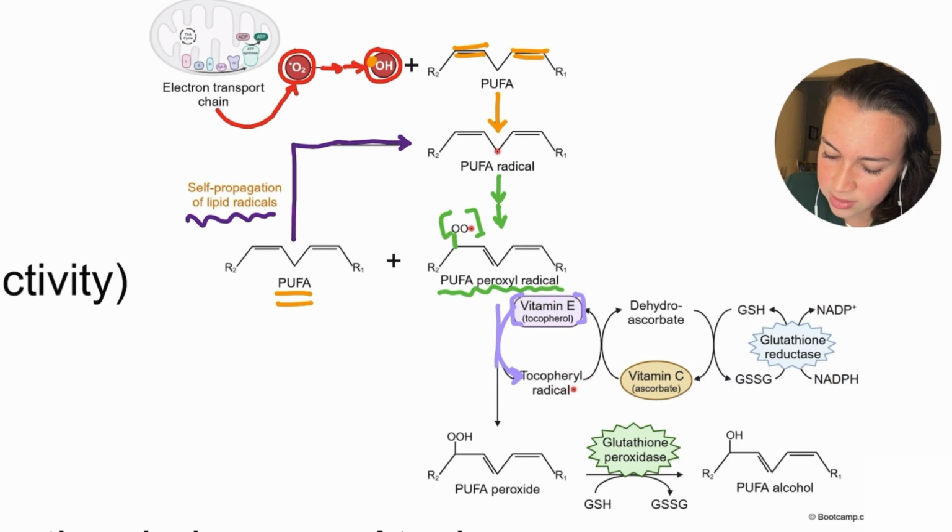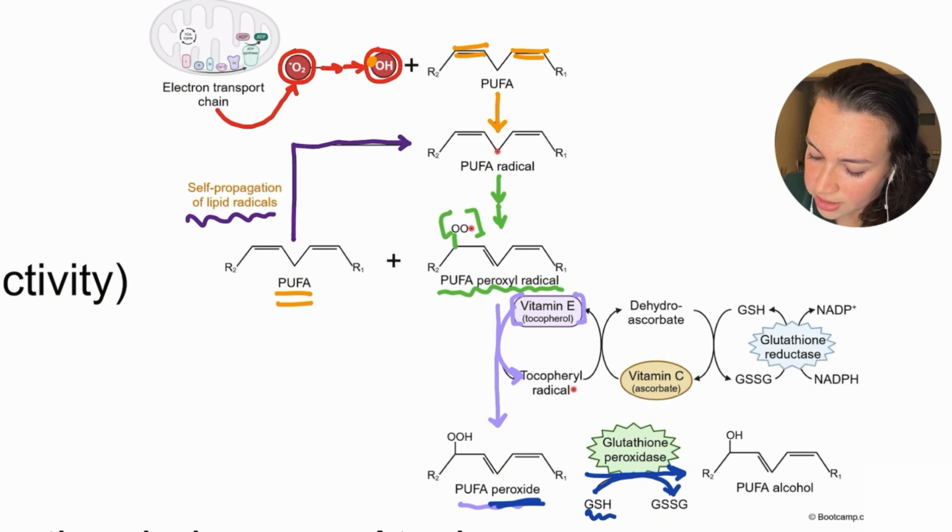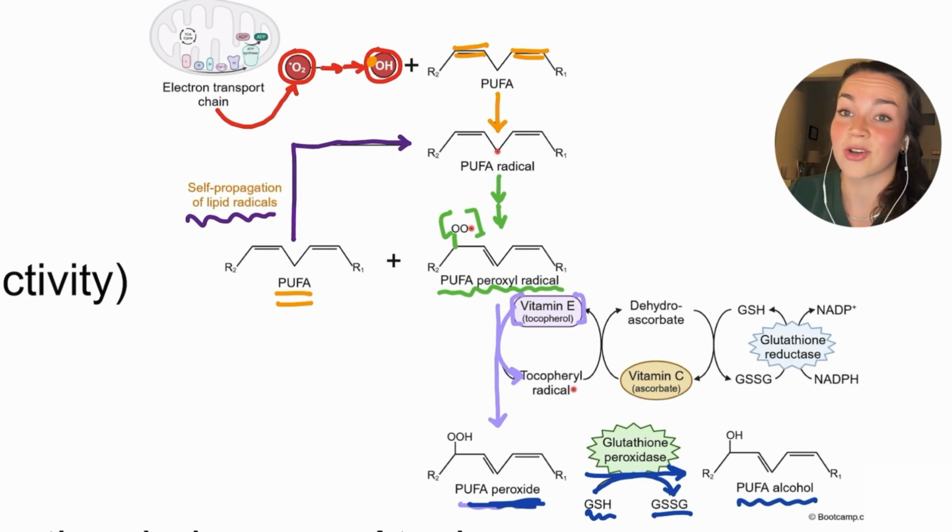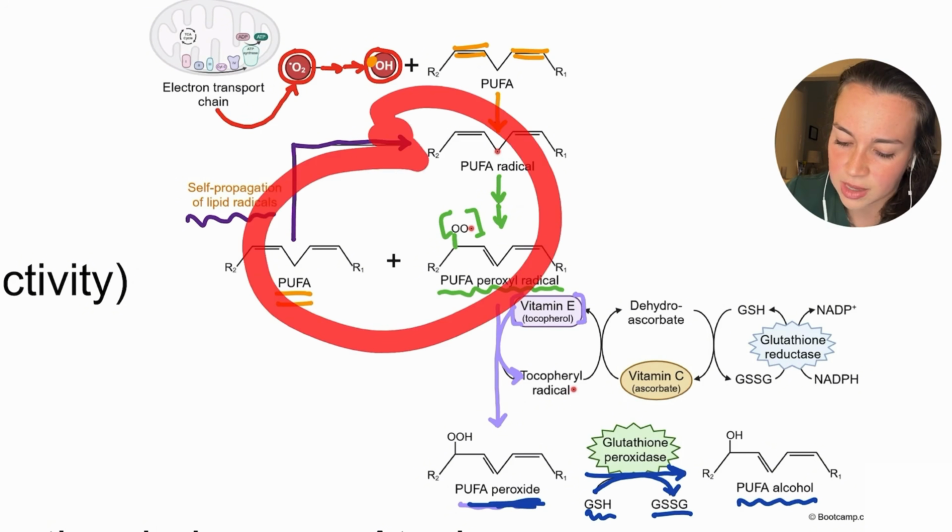Once that PUFA peroxyl radical has gotten rid of the free radical, it just becomes PUFA peroxide, which is just a type of peroxide, and that peroxide can be acted upon by this enzyme glutathione peroxidase, which will use the help of reduced glutathione, turning it into oxidized glutathione, and then our PUFA peroxide will turn into a PUFA alcohol, and that is harmless, that is neutralized, and it is out of the way of this nasty self-propagation cycle.